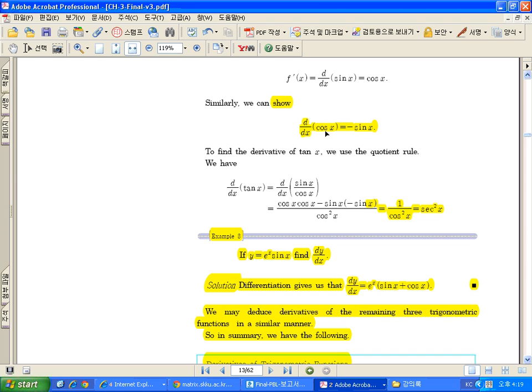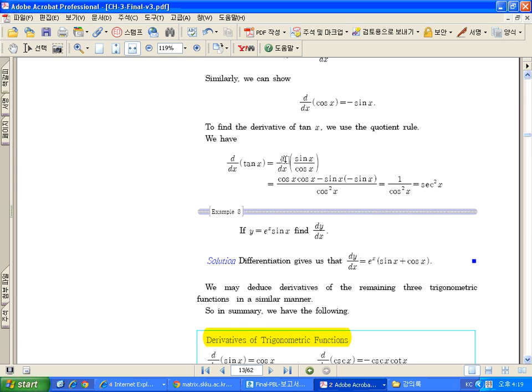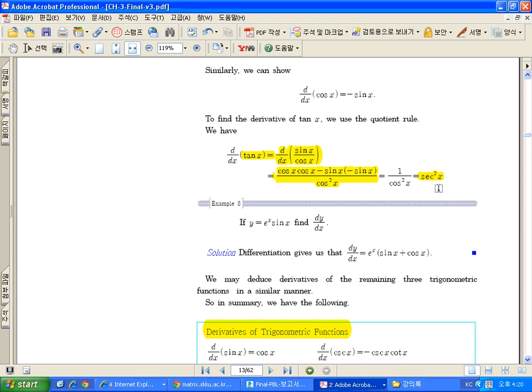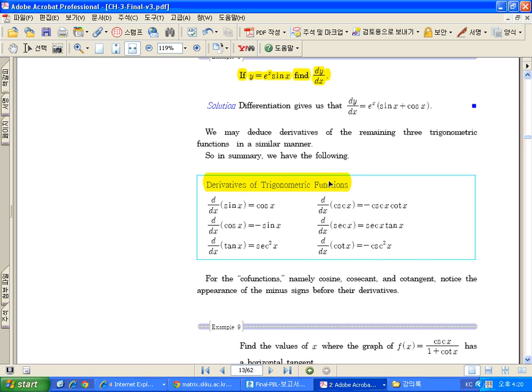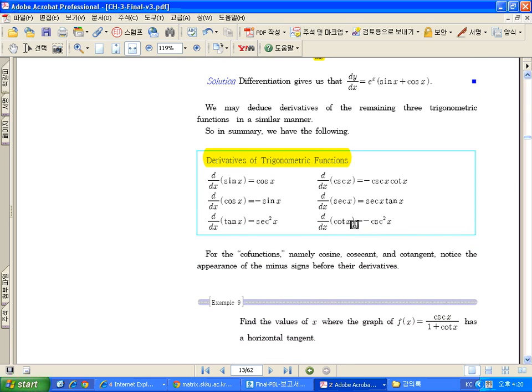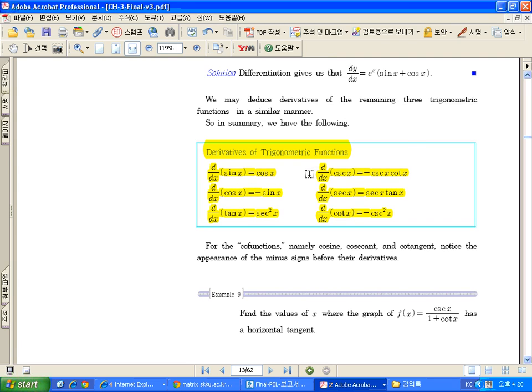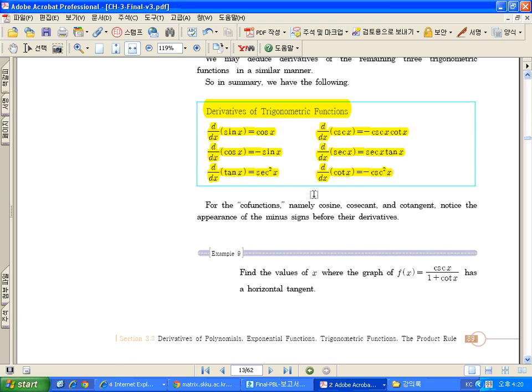Similarly, from the definition, you find the derivative of cosine x is equal to minus sine x, and the derivative of tangent x can be obtained with the quotient rule to give secant squared x. So suppose you have a function, then you can find the derivative. Now you can use all the rules. These are the abbreviation of what you got: the derivative formulas for the trigonometric functions, as you know.